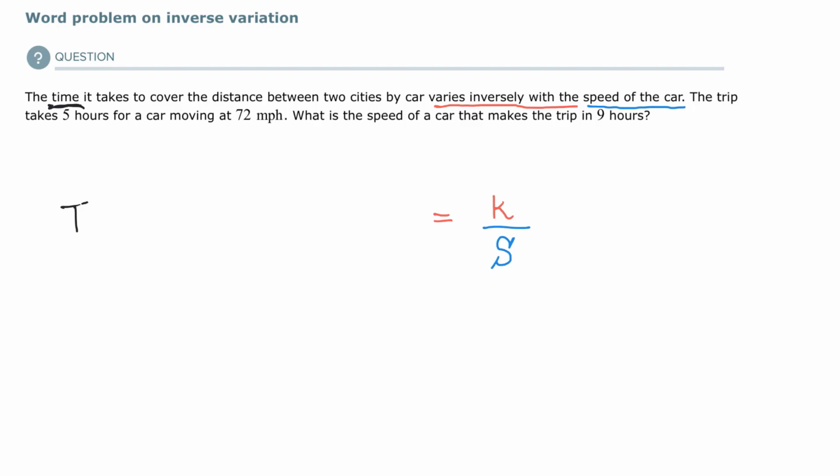The second sentence allows us to find the proportionality constant. So the trip takes 5 hours, so I'm going to put a 5 here, for a car moving at 72 miles per hour. And put that over what? Put that over 72 miles per hour. So K is 360.